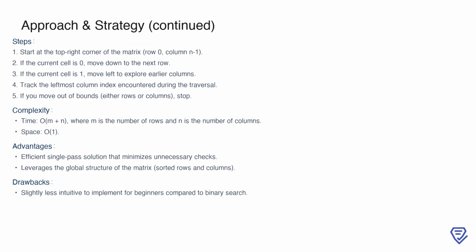The optimized approach, which starts at the top right corner of the matrix, fully leverages the sorted structure of the rows and columns. The key insight is that starting at the top right corner allows us to systematically eliminate rows or columns in a single pass.